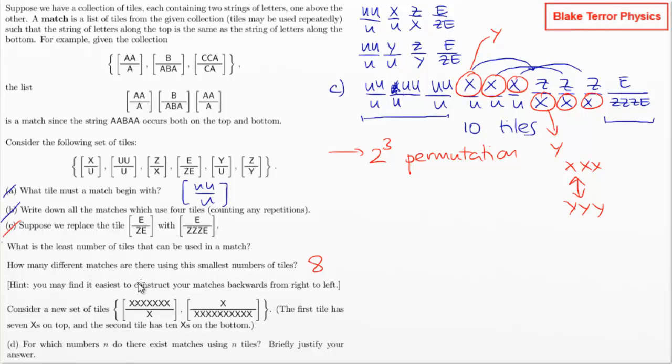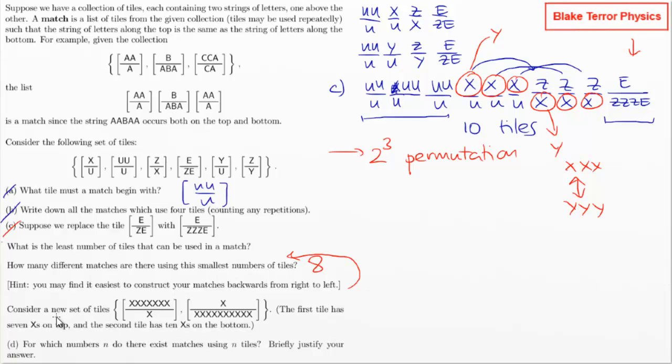What have we got? Oh, a hint there. You may find it easiest to construct your matches backwards from right to left. Right, maybe I should have read ahead in the question, although it was fairly apparent when we were doing this part that that was going to be the way to go. But they could have put that hint up here rather than after the question mark. Right, next bit then.